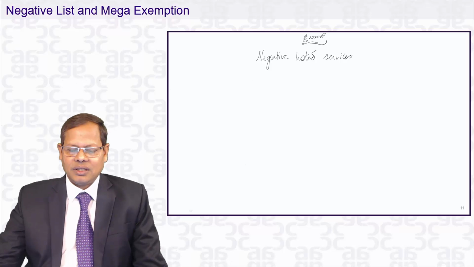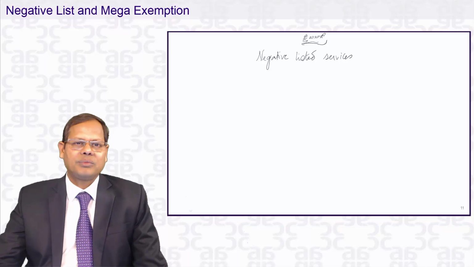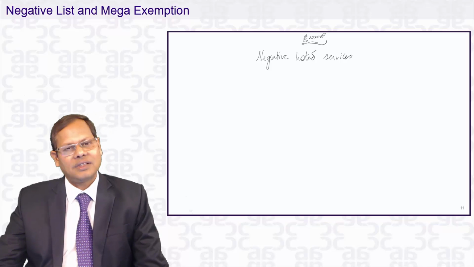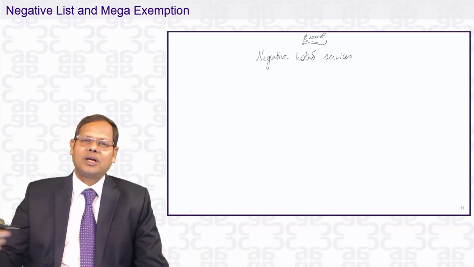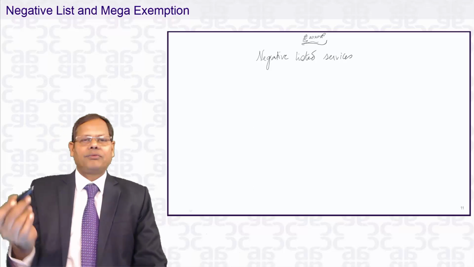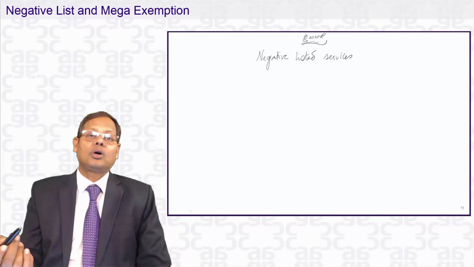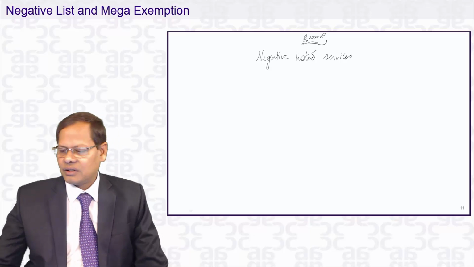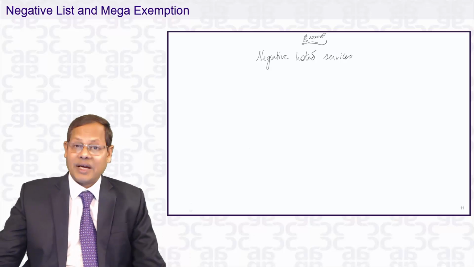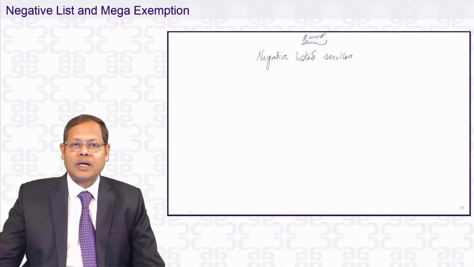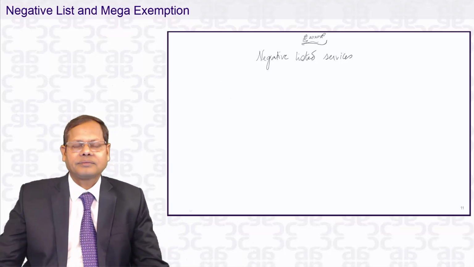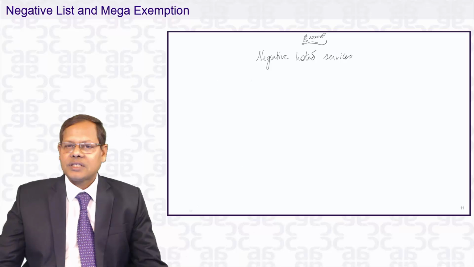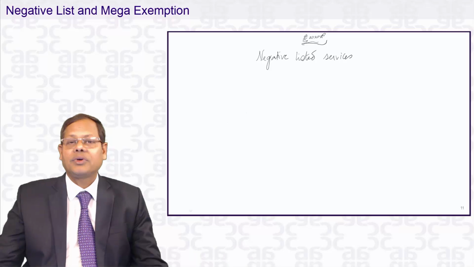But if you take away negative list and mega exemption from service tax, what else is left? Nothing is left, right? So today, we did something about government services, and we have also seen this is linked up with mega exemption also. Services provided by government, it is there here. And what about services received by government? For that we have to look into various mega exemption entries.